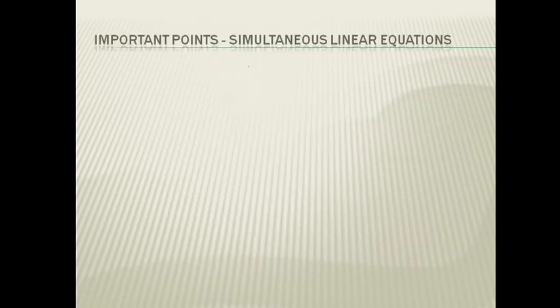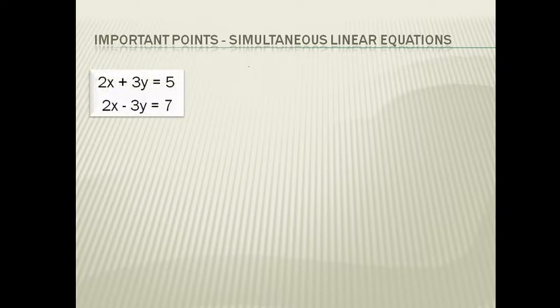Important point regarding the simultaneous linear equations. If we consider two equations, then we solve these equations by elimination method. That means in this equation, suppose we add these two equations, then we get the value of x equal to 3. And if we subtract these two equations, then we get the value of y equal to minus 1 by 3. That means one value of x and one value of y, therefore unique solution.